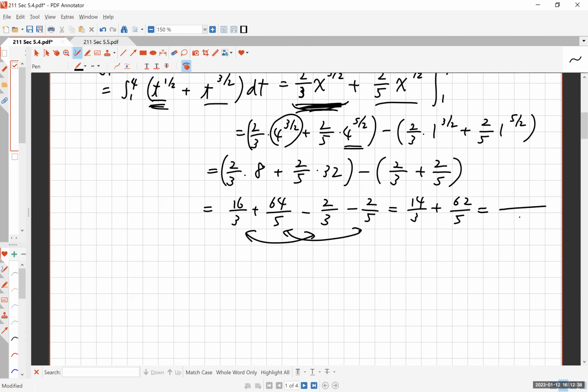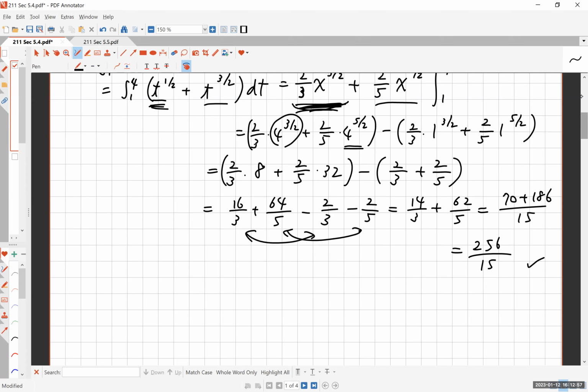Fractions are annoying, aren't they? All right, so if you want to combine this, you get 70 plus 186, and that's 256/15. Yeah, that sounds right. So that is the answer to that question.